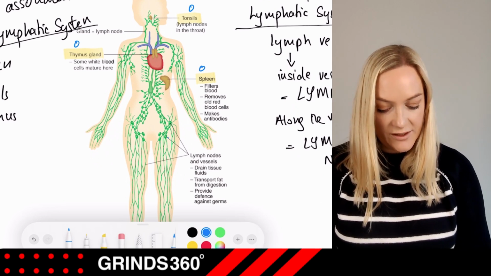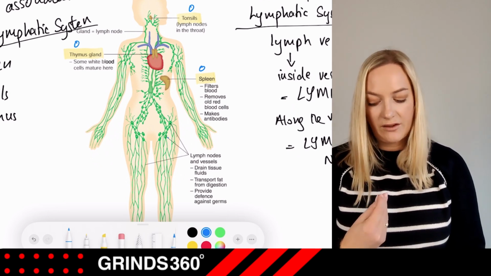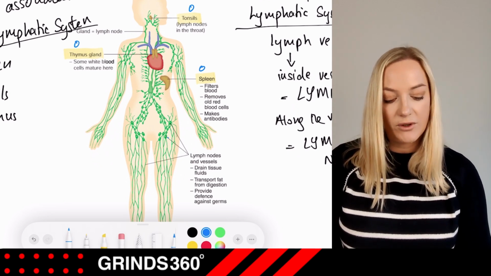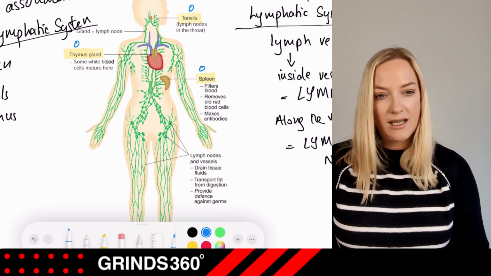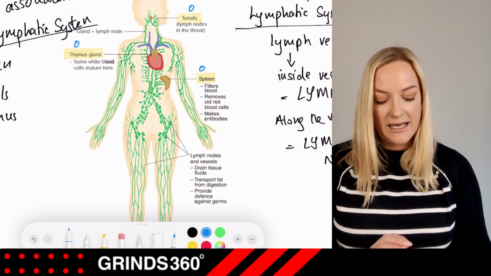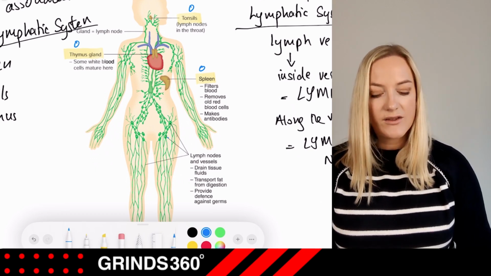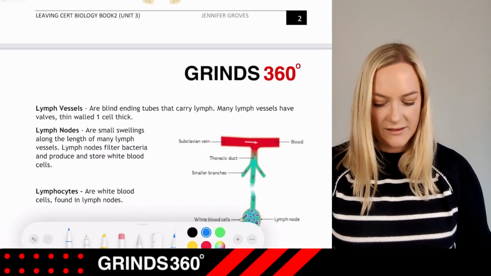Your lymph nodes, the main thing with your lymph nodes is they're going to filter bacteria. We're going to look at this now. Our spleen filters our blood. Our spleen removes our dead red blood cells, removes the old red blood cells. So let's look at this now. I'm going to put this here.